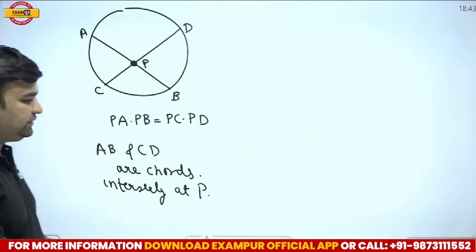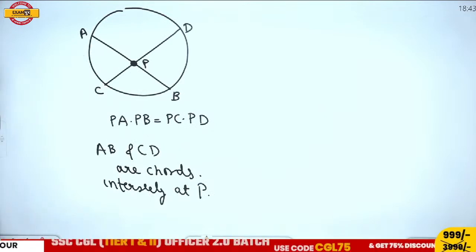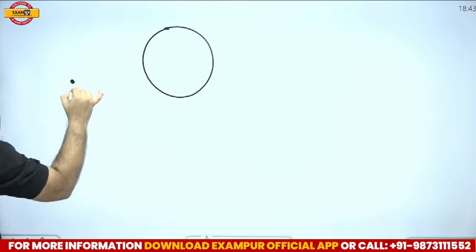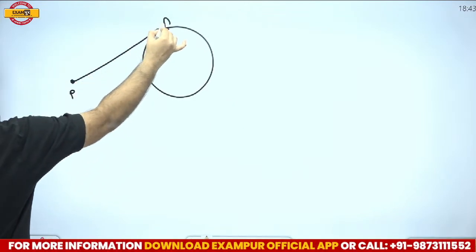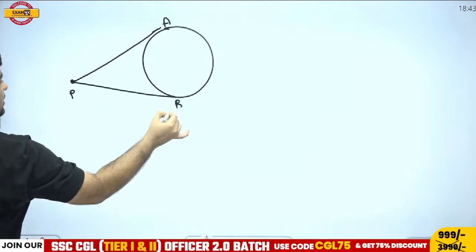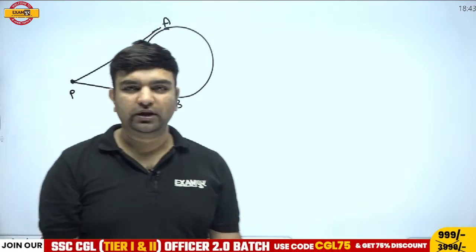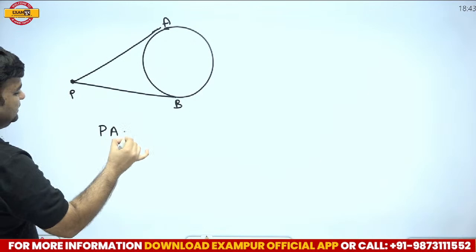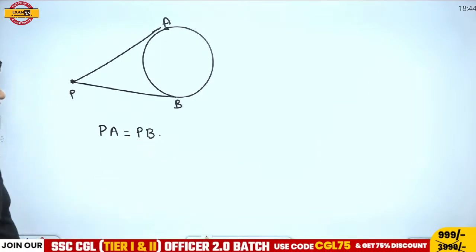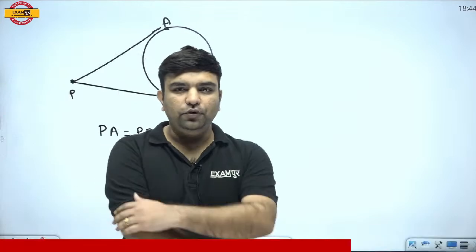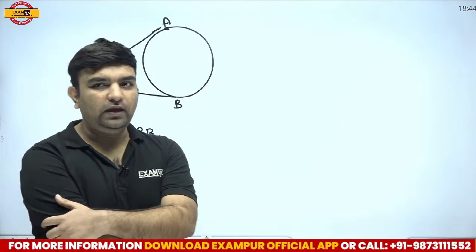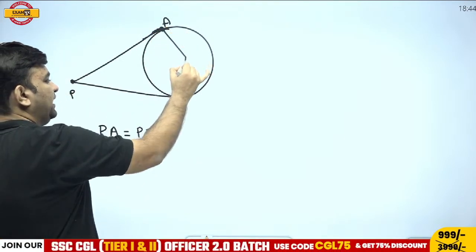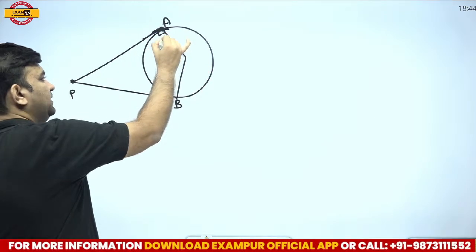A few more properties, guys, very quickly, I'm writing. From an external point P, if you draw two tangents, PA and PB, to the circle, they are of equal length. Similarly, you know radius and tangent make 90 degrees, 90, 90.